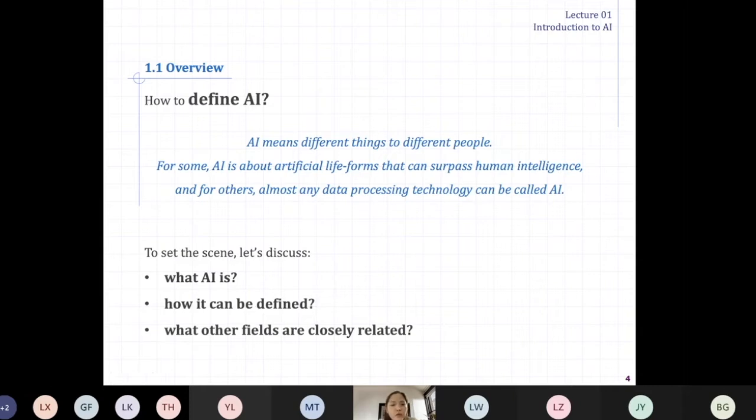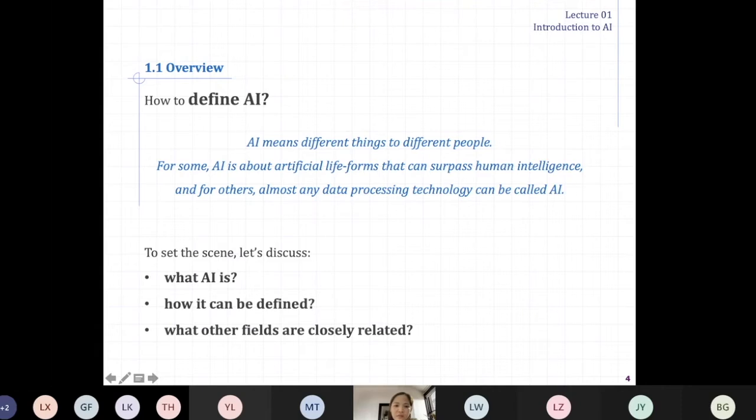So this is a question here. How are we going to define AI? Many times, especially in movies, we see a lot of things related to AI. If you watch Star Wars, there are a lot of robotic things where the robots have their own thoughts and can think on their own. So how are we actually going to define AI?